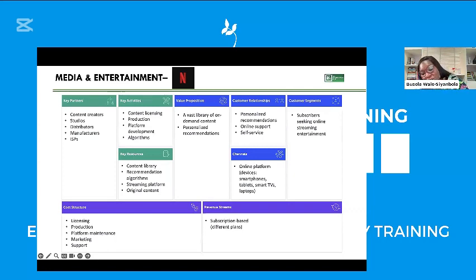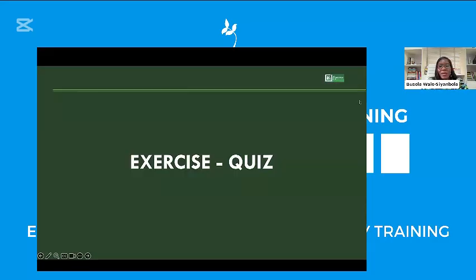And of course, how does this business make money? So the cost structure is answering the question, how is it spending money? And then revenue is how is it making money? And obviously, based off of the customer relationships, customer segments, and the channels, it's making money from subscriptions, different types of subscriptions, okay? I hope that is clear enough.